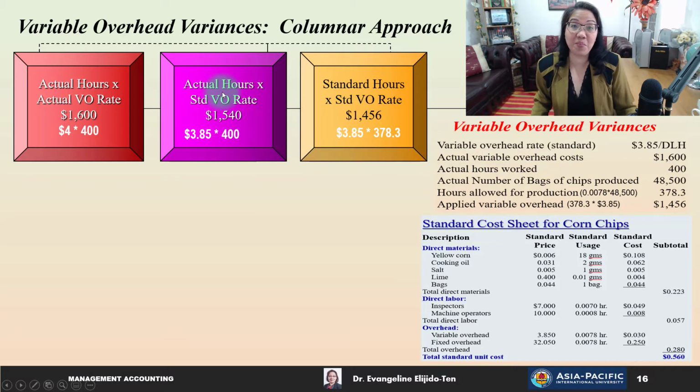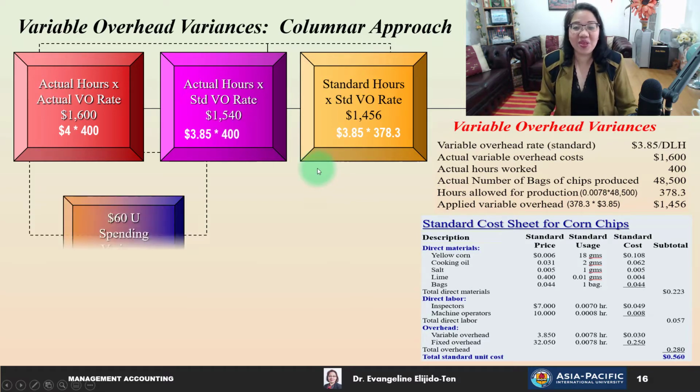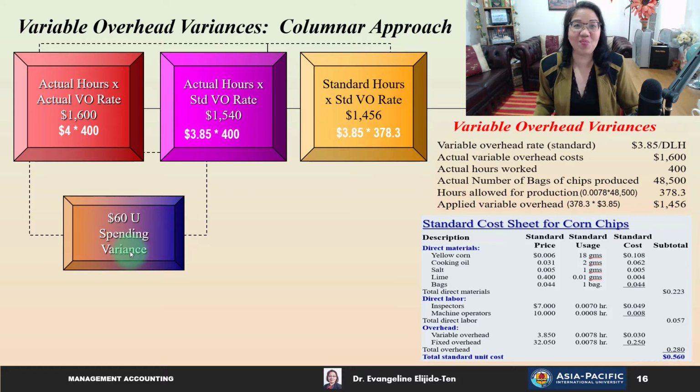Next, we'll compare it with the middle column here, and that is the actual hours times the standard variable overhead rate. Now, we know that $3.85 is the standard variable overhead rate, and we are also told that the actual hours was 400 hours. So we'll just multiply that, 3.85 times 400, and that is $1,540. So from there we can calculate the variable overhead spending variance. And this is very similar to your rate and price variance. So variable overhead spending variance is 1,600 minus 1,540, $60. And that is unfavorable because the actual cost, 1,600, is greater than the actual hours at standard rate.